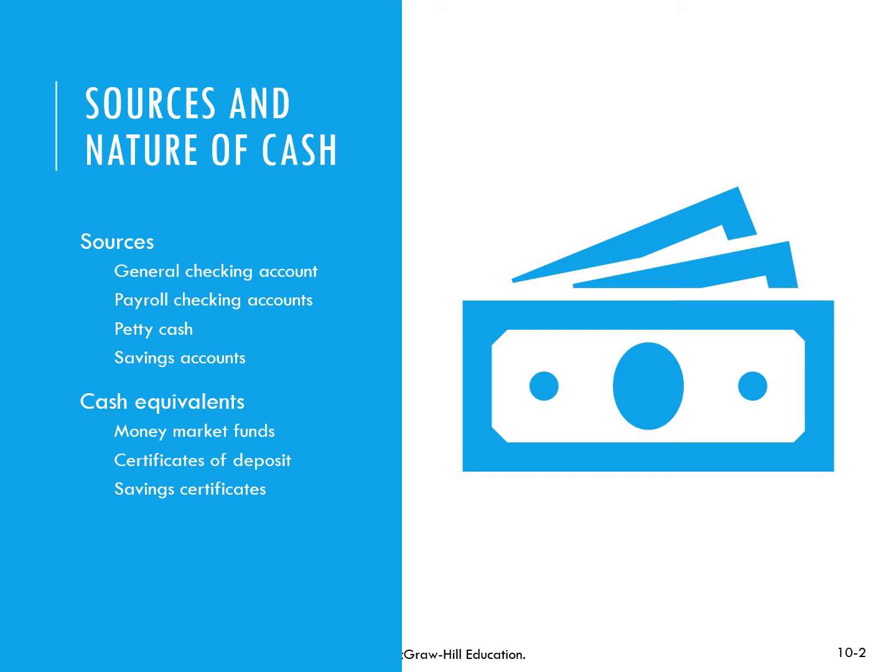You get your basic general checking account. Checking accounts are, for the most part, considered cash. Payroll checking accounts, petty cash, actual cash on hand, and then you have savings accounts and cash equivalents: money market, certificates of deposit, and savings certificates. Another area that they didn't talk about, as we move to a more credit card world, is cash that you deposit from your cash register. So again, it represents a weak spot.